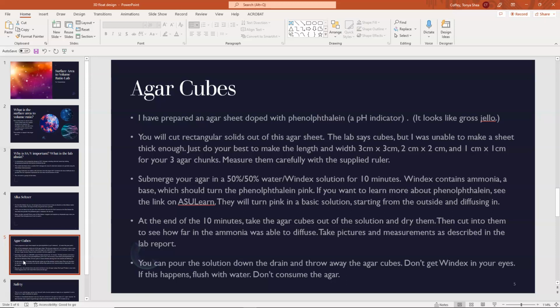Now, Windex is a household cleanser that contains ammonia, and ammonia is a base. And so the agar cubes, which have been doped with phenolphthalein, a pH indicator, should turn from that off-white color into a pink color as time goes on.